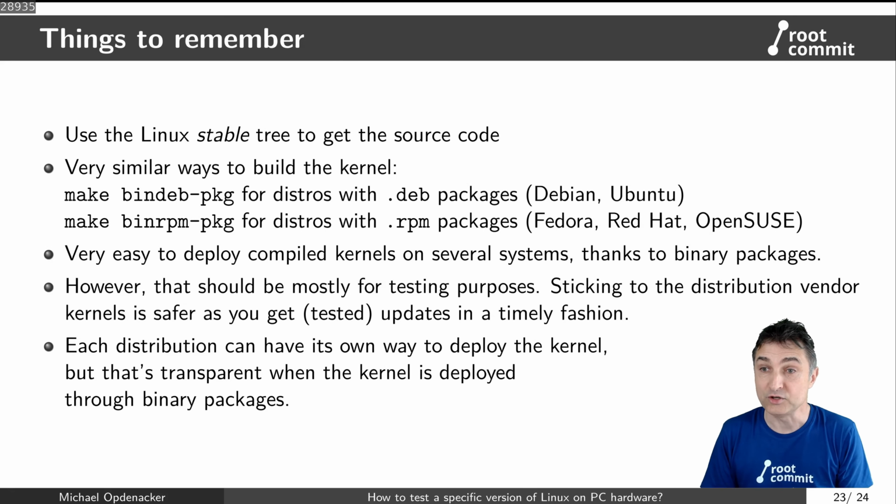Now, here's what you could remember from this presentation. First, you only need the Linux stable tree to get the kernel source code. Second, the main difference between .deb based distributions and .rpm ones is the command you run to build the kernel. That's either make bindeb-pkg or make binrpm-pkg. Third, packages make it extremely easy to deploy compiled kernels.